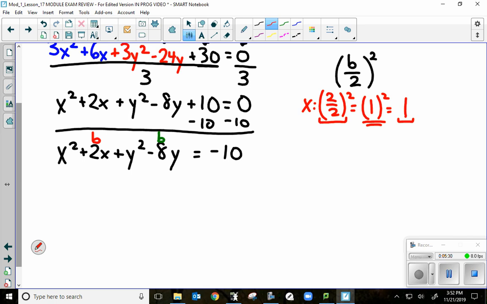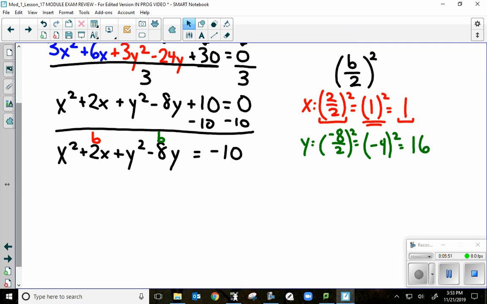And I'm going to do the same thing with my y's, using the same method. So for y, my b value is negative 8, so I take negative 8, I divide it by 2, and I square it. Negative 8 divided by 2 is negative 4, squared, which is 16, okay? So now I have the two values that I want to add to both sides right here in front of my face.